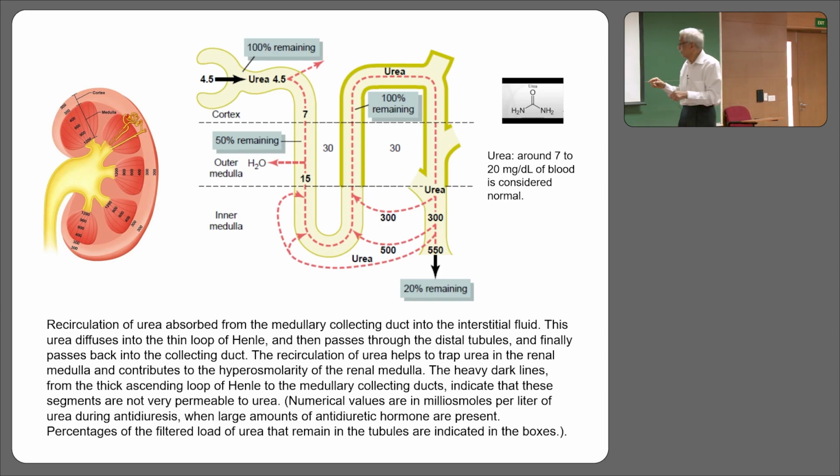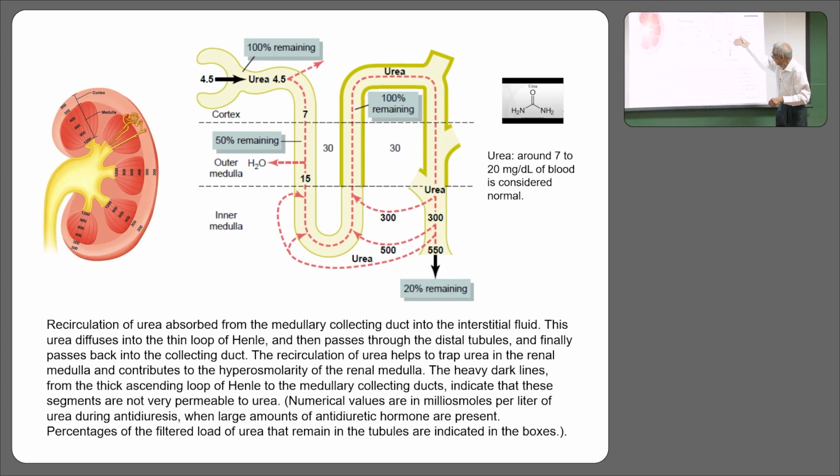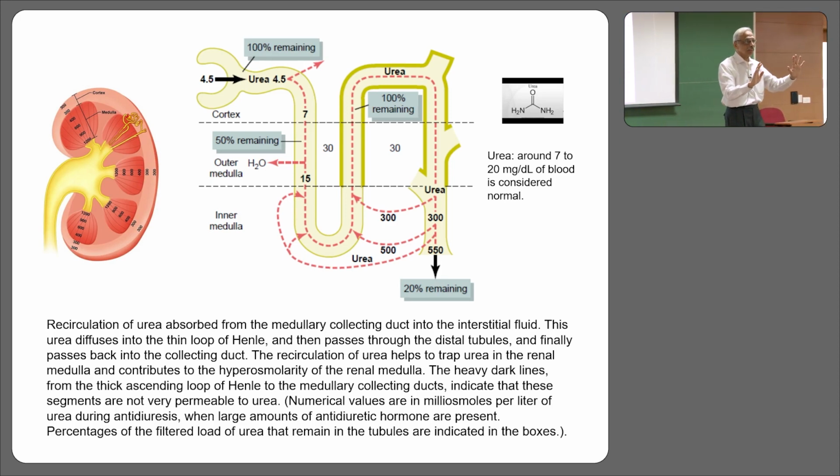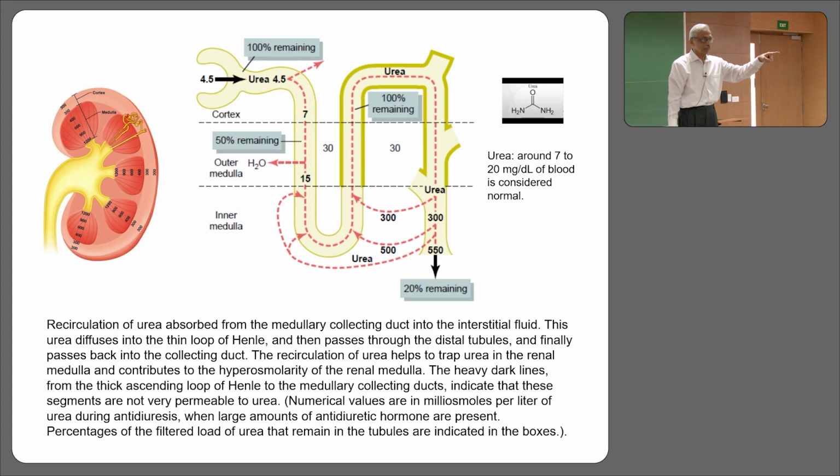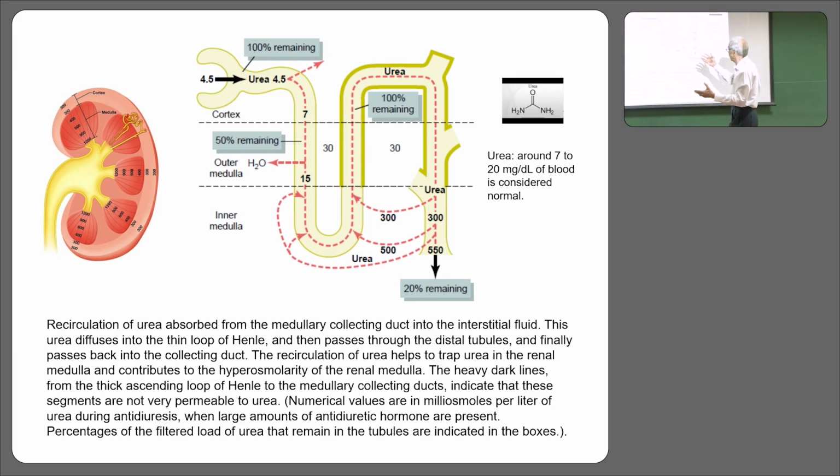Whereas some of the urea is being thrown out, some of the urea is being recirculated in which part of the kidney? That adds to about 40% strength of the medullary fluid.